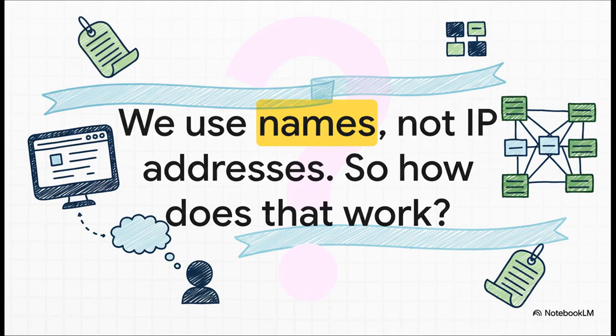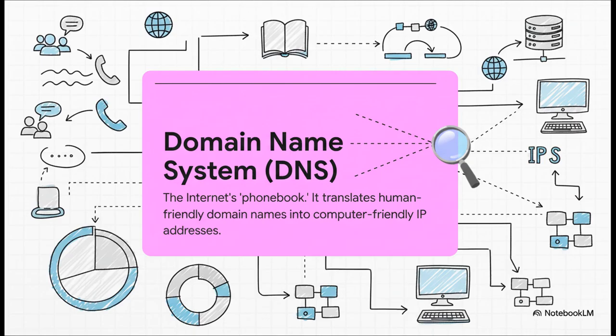But wait a minute, that brings up a really good question, right? Computers need those numbers to find each other, but we humans, we're much better with names. I don't type a string of numbers into my browser, I type a website name. So how does the network bridge that gap? And the answer is this absolutely brilliant system called the Domain Name System, or DNS. Honestly, the easiest way to think about it is like a giant shared phone book for the entire internet.